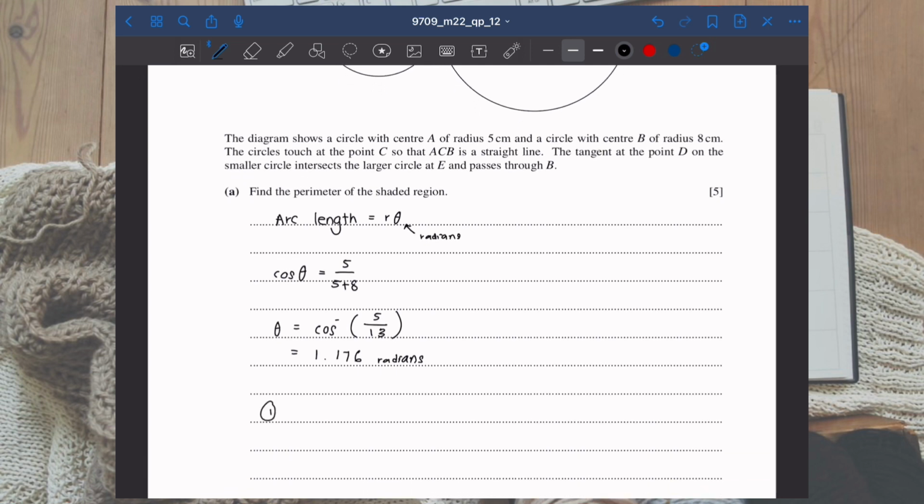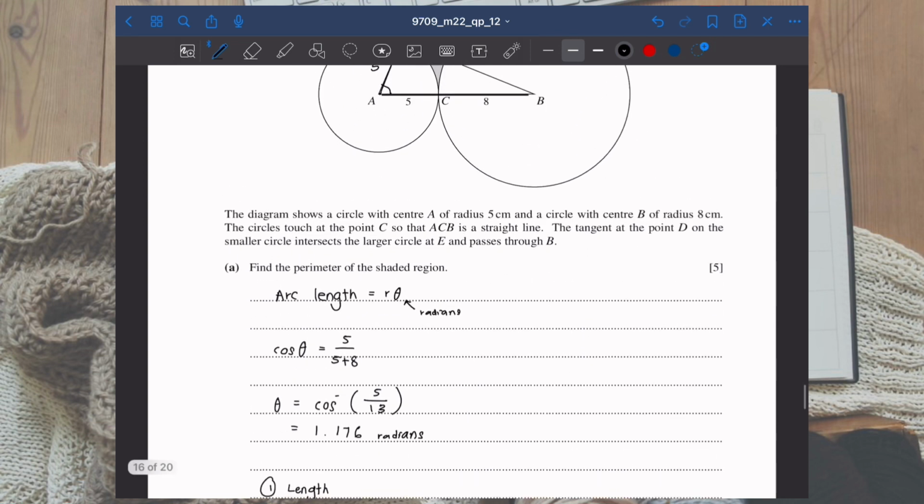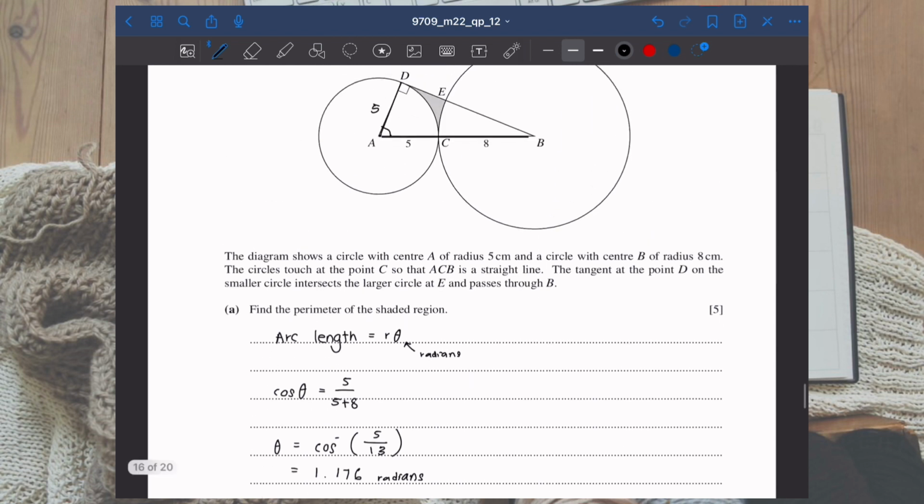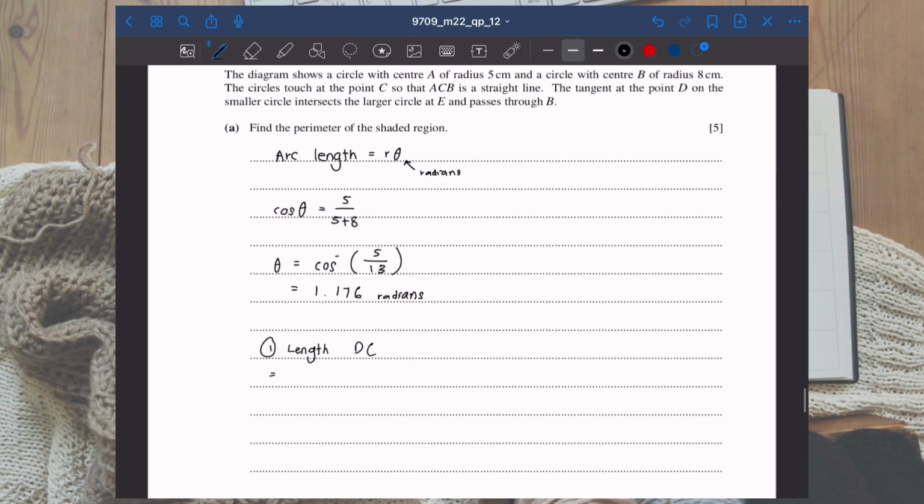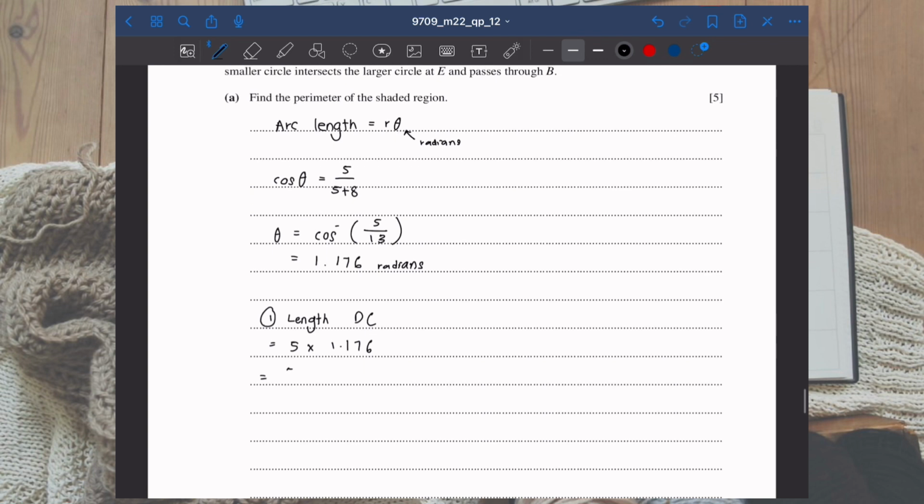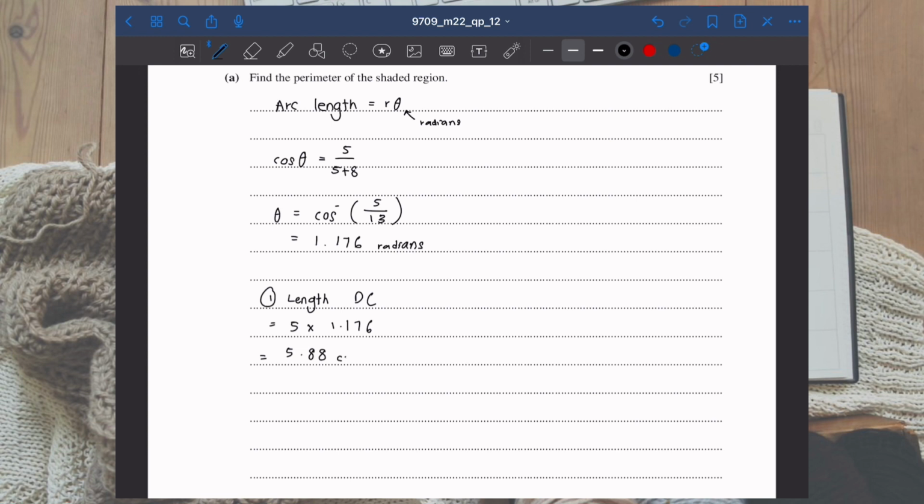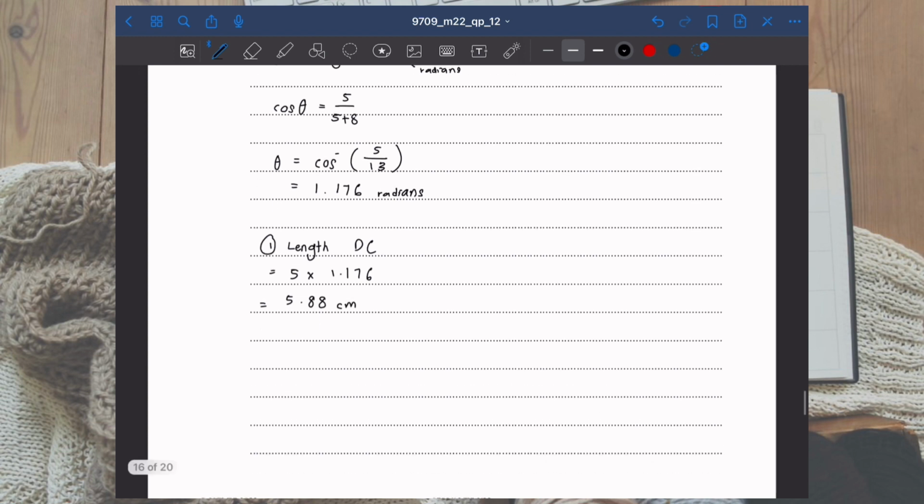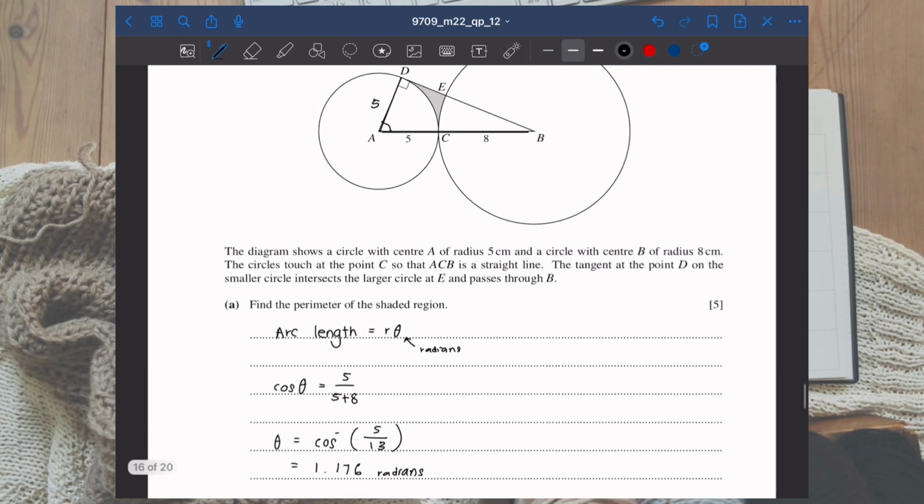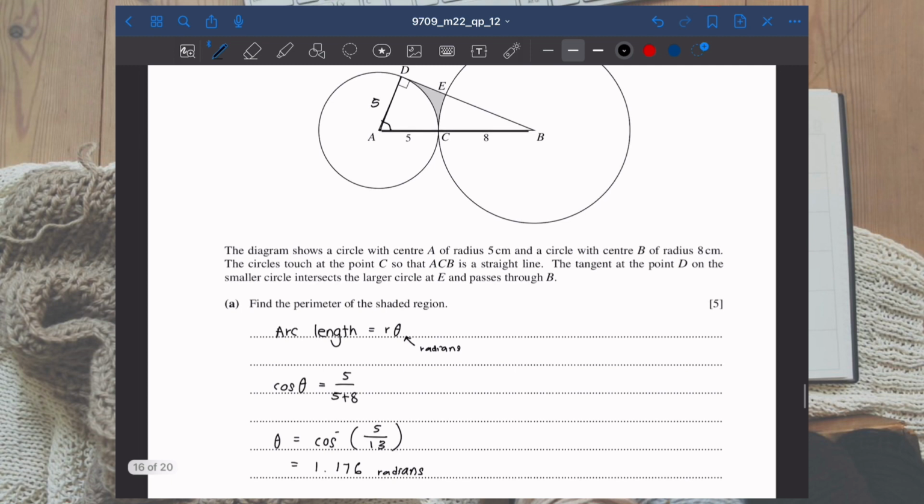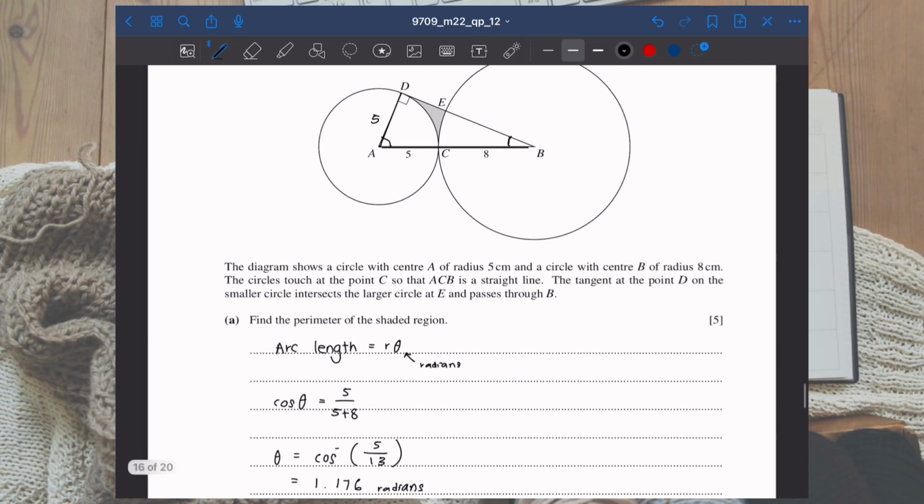So length of DC will be 5 times 1.176, which will give us 5.88 centimeters. Second is to find the length of EC. So I need to find this angle here.